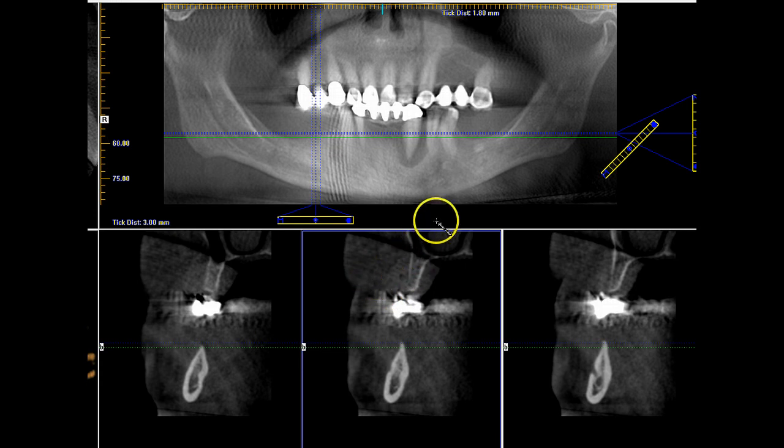So this is how we use the Hounsfield unit and bone classification to aid us in treatment planning and really to know what to expect when we're actually going to do the surgery.